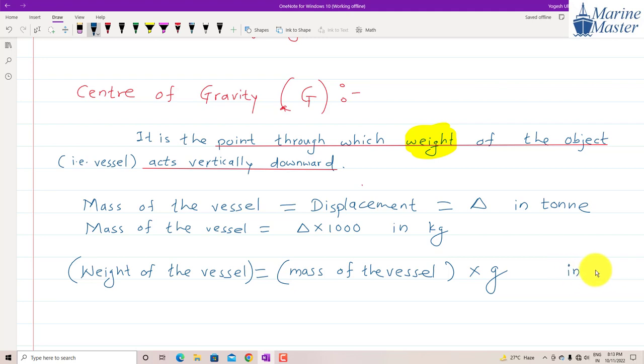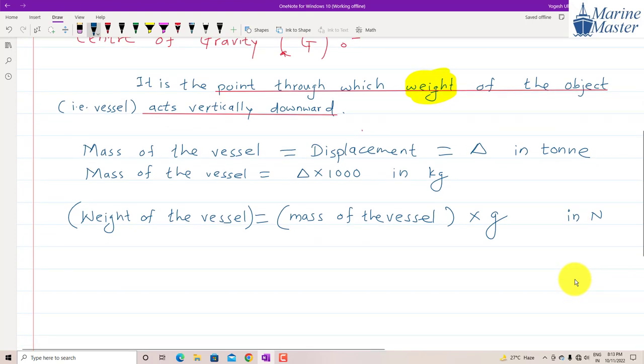In Newton, guys. What will be the unit of weight? Newton. Now, try to understand my point. It is a very simple discussion, not that difficult, guys.